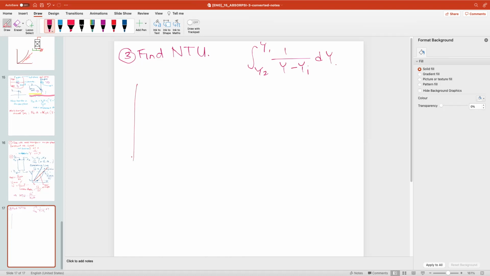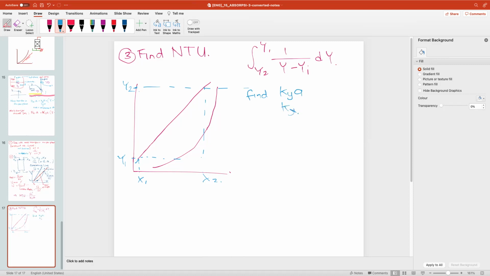Okay, and then let me construct it again. So for example, this is the equilibrium, and this is the operating line. Let's say this is y1, this is x1, this is y2, this is x2. Okay, so we have to find kya and also kxa, because this is a transfer, we have to know that to get the correlation between the code here to the equilibrium. Okay, and then find the slope, which is minus kxa divided by kya.